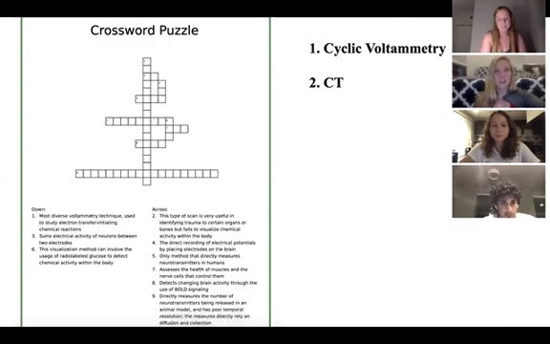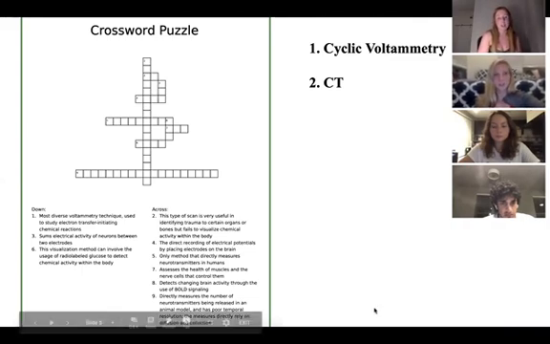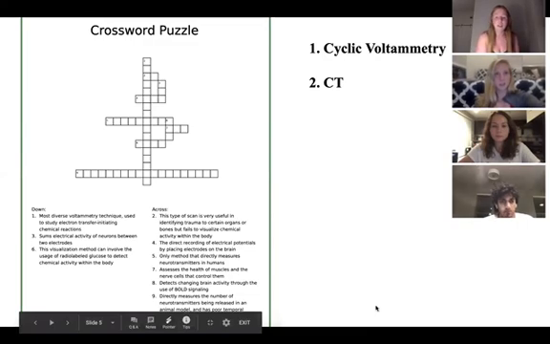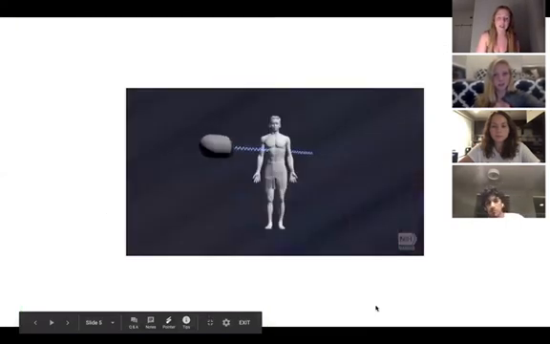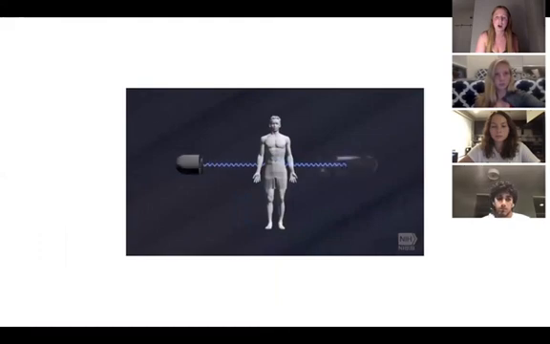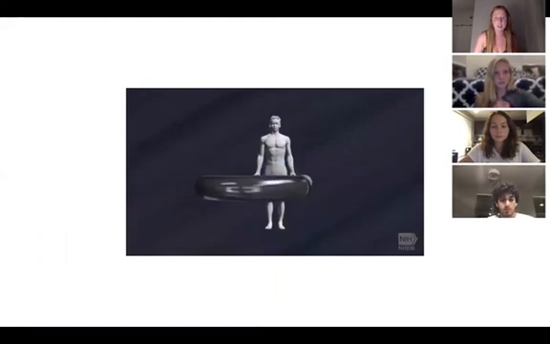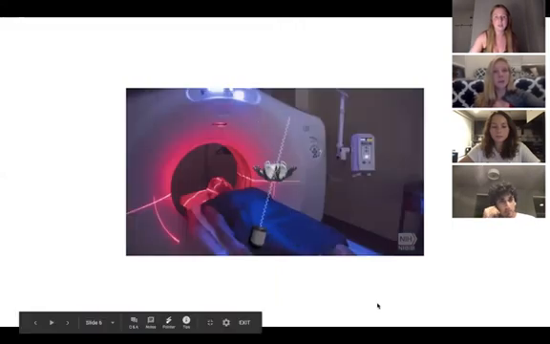Which method is very useful in identifying trauma to certain organs or bones but fails to visualize chemical activity within the body? CT scan would be number 2. Computerized tomography involves using a series of X-rays to generate cross-sectional images of particular tissues, bones, or vessels. Great work. How about number 6?